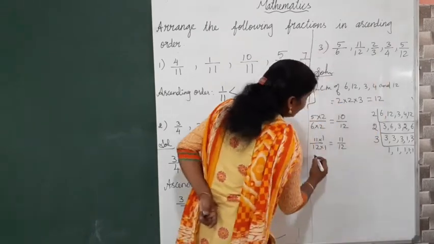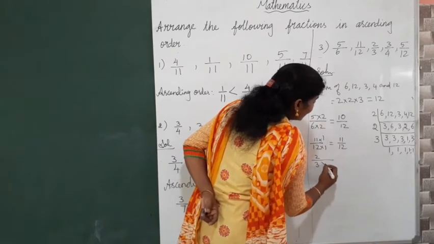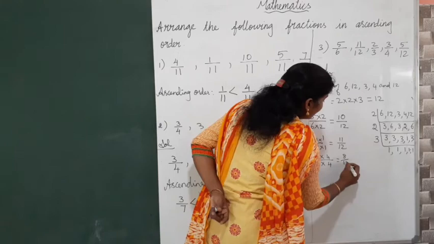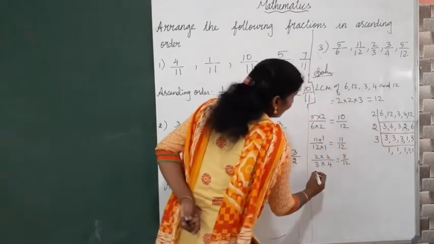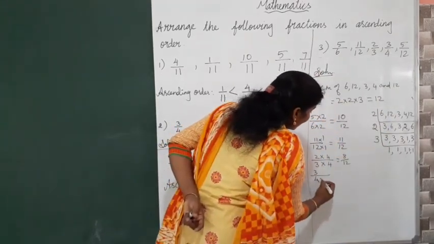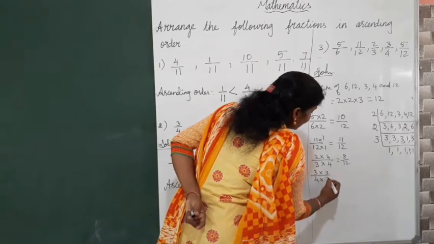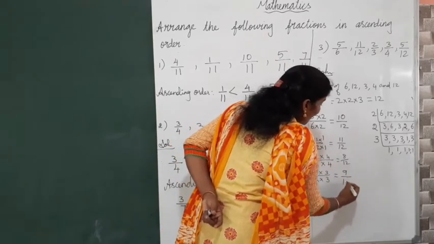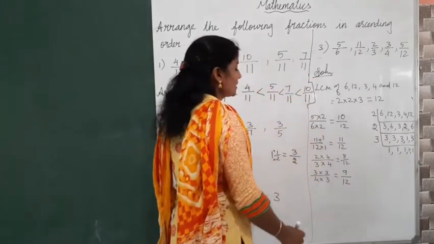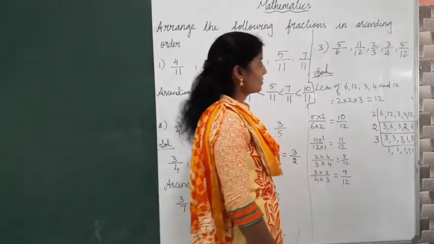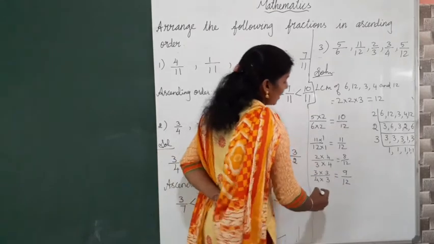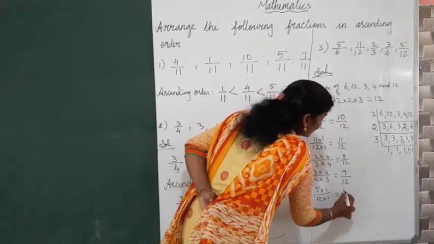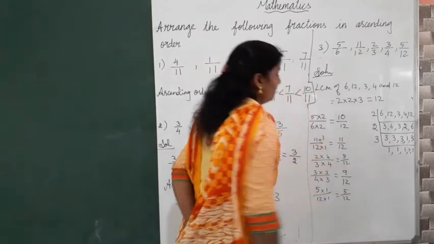Then 2 by 3. 3 table 4 times, 2 into 4 is 8 by 12. Then 3 by 4. 4 into 3 table, isn't it? 3 3s are 9, 4 3s are 12. So 9 by 12. Then 5 by 12 into 1 equal to 5 by 12.